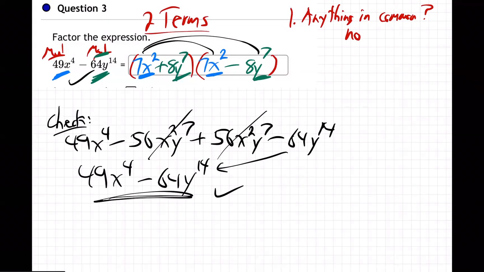See? Check. It matches the original. So that just proves that this really is the right answer. If you multiply it out, the two middle terms drop out. That's why there's only two terms. So there we go.